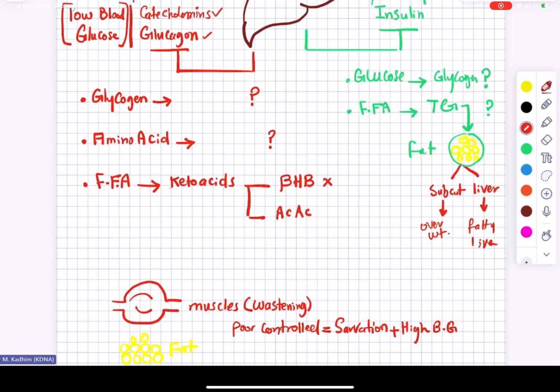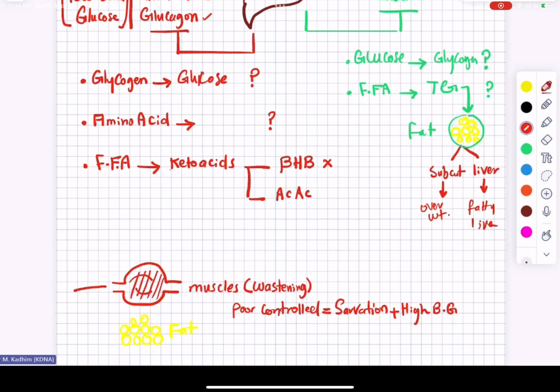In the glucagon state, the liver will turn the glycogen inside it into glucose to support the system, and turn the amino acids that come from the muscles. If you see down here, in the catabolic state, the muscle pumps out amino acids into the system, and the amino acids turn into glucose in a process called gluconeogenesis. Free fatty acids also come from the stored fat tissue and turn into keto acids. The main keto acids in diabetic ketoacidosis are beta-hydroxybutyrate and acetoacetate. And surprisingly, in diabetic ketoacidosis, the body will synthesize the beta-hydroxy.